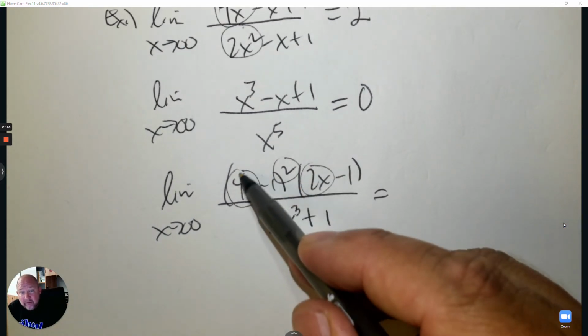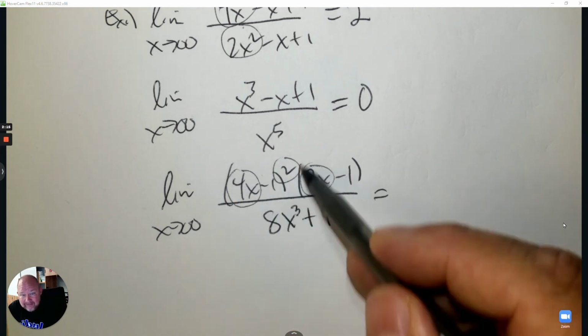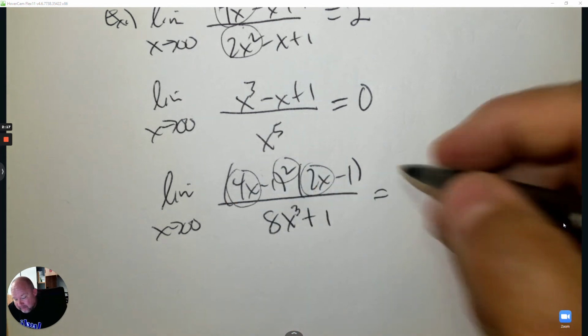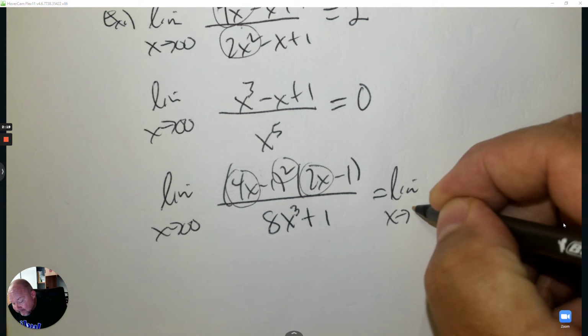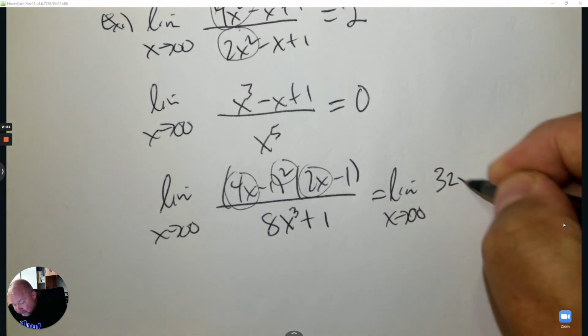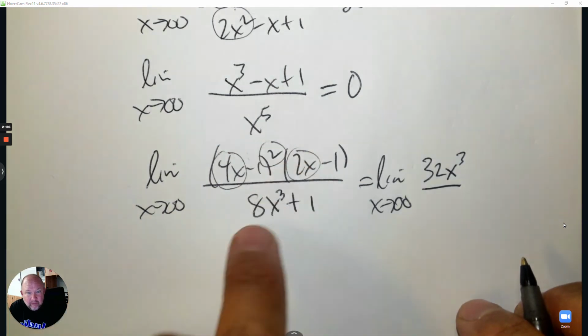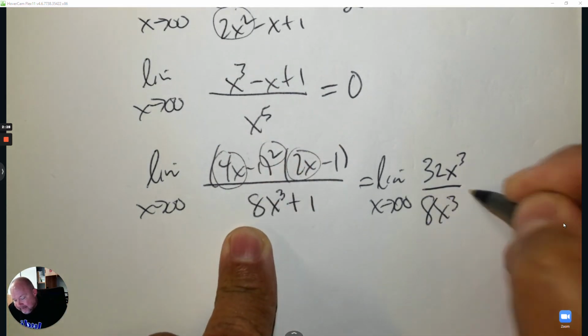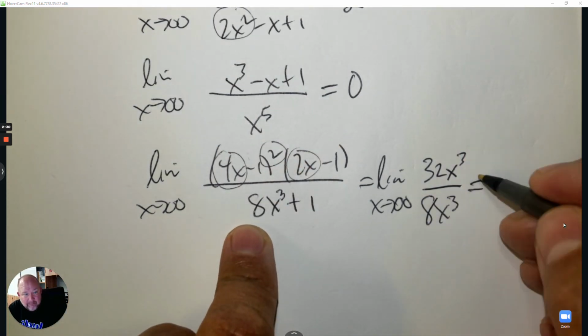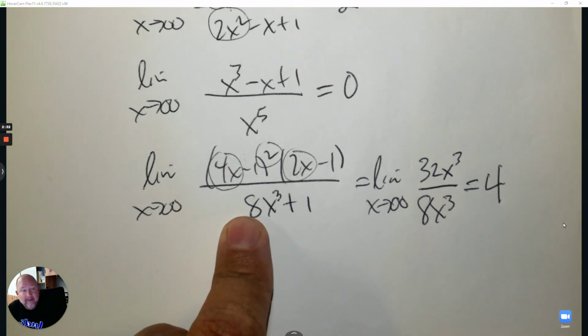So this 4 squared makes it 16, and times 2 makes it 32. So on the top, the power term is 32 x cubed. 4 squared times 2. And then the bottom, the power term is 8x cubed. Now they have the same power term, so they divide out, and then the answer is 4.